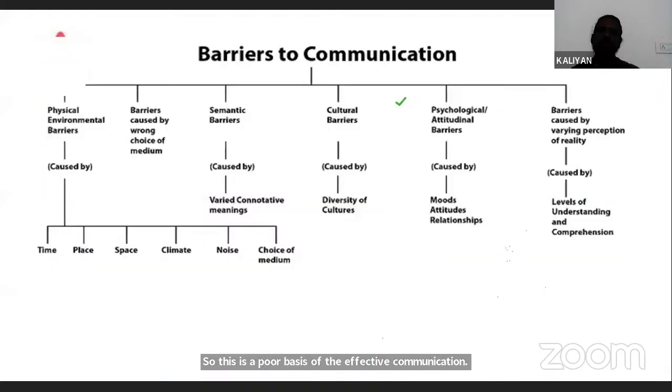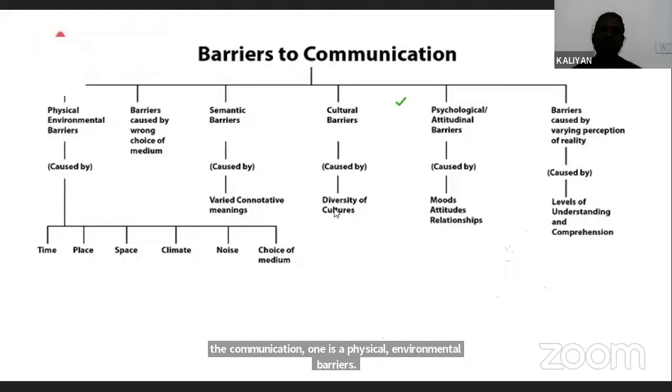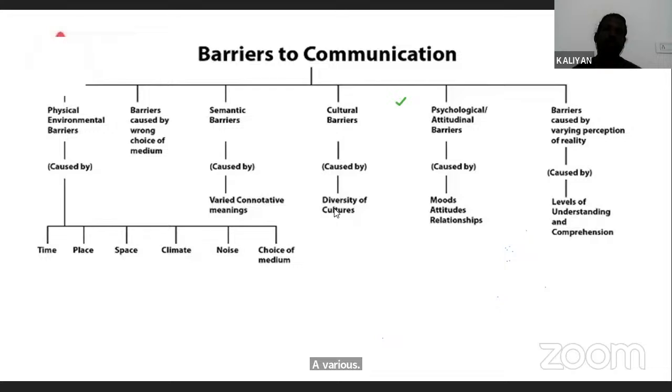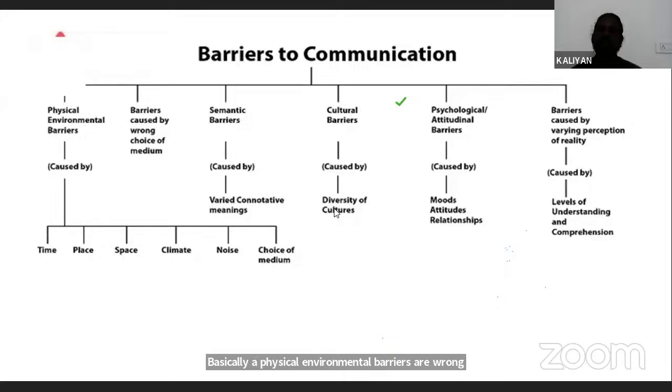The next topic is barriers to communication. During communication, some barriers will occur. This topic is also very important. Different barriers happen during communication. One is physical or environmental barriers, barriers caused by the wrong choice of medium, semantic barriers, cultural barriers, psychological and attitudinal barriers, and barriers caused by varying perception of reality. Physical barriers are caused by time, place, space, climate, noise, and choice of medium.